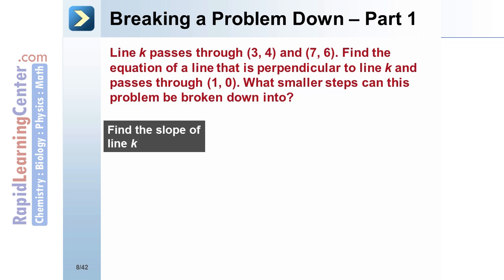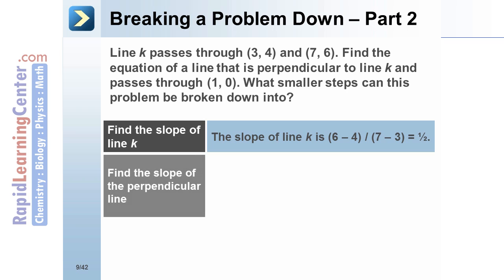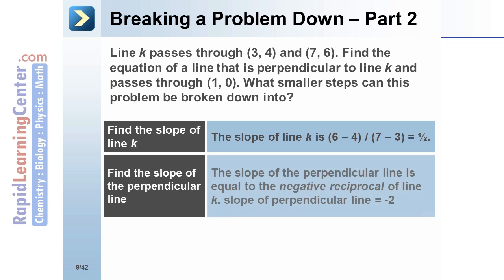First, find the slope of line K. The slope of line K is (6 minus 4) over (7 minus 3), which simplifies to 1/2. Next, find the slope of the perpendicular line. The slope of the perpendicular line is equal to the negative reciprocal of the slope of line K. Therefore, the slope of the perpendicular line is -2.